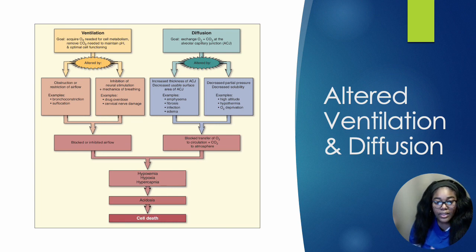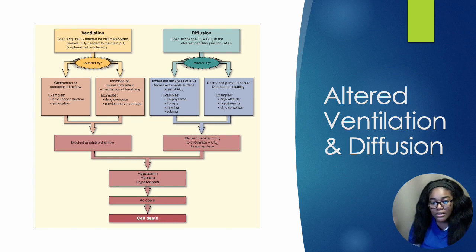Another way that you can inhibit diffusion is by having decreased partial pressures and decreased solubility of oxygen and carbon dioxide. Some examples of that would be high altitudes. You see individuals that want to go hiking up a large mountain, such as Mount Everest or those high altitude areas. You see them train for that because their oxygen exchange has been altered with different altitudes. You'll also see decreased solubility in the case of hypothermia and also oxygen deprivation.